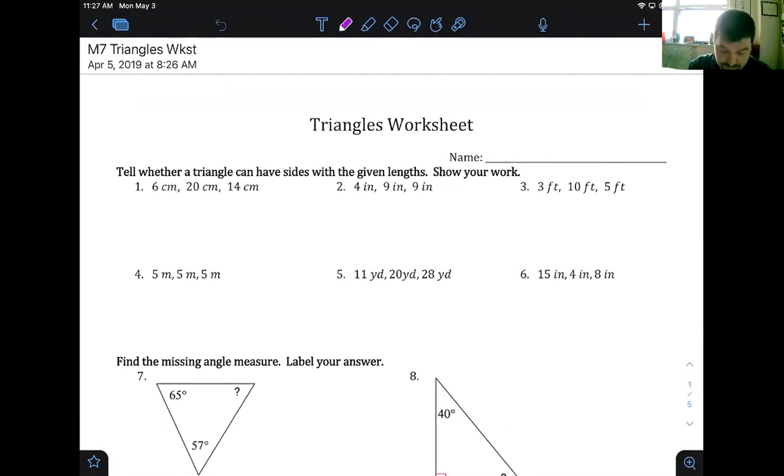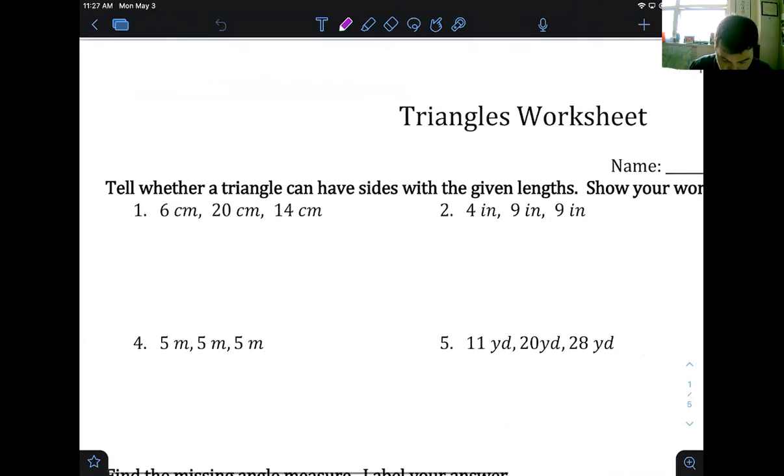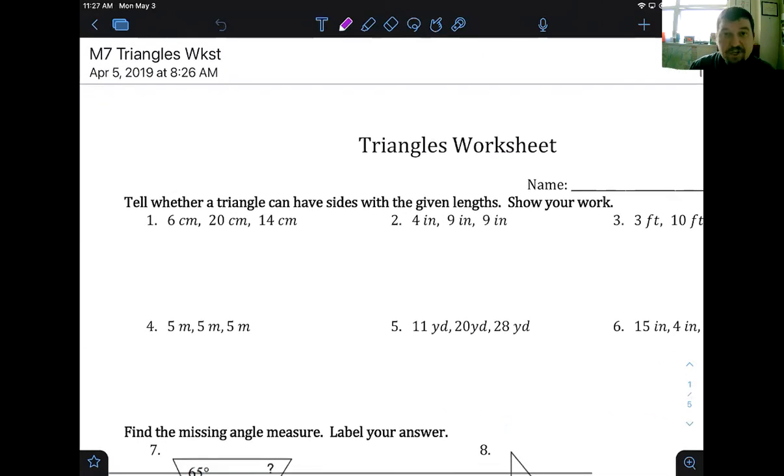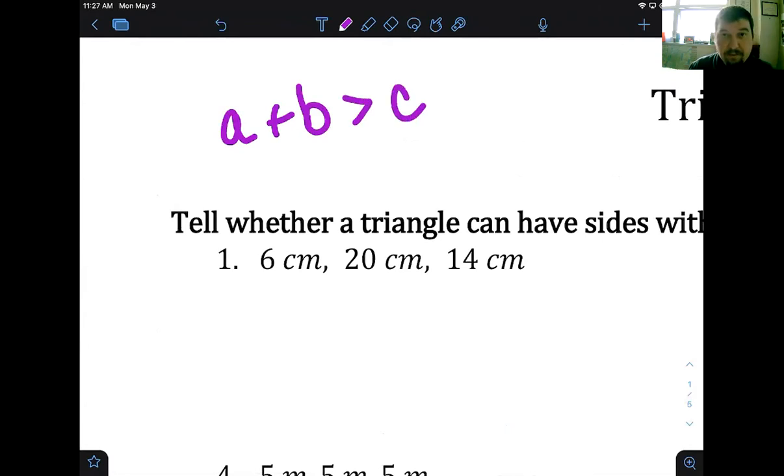Let's look at a few questions together. And number 1, it says, tell whether a triangle can have sides with the given lengths and show your work. Well, the triangle sum theorem says that the 2 small sides of a triangle have to add up to be larger than the third side. So I just have to check. What are my 2 small sides on this triangle?